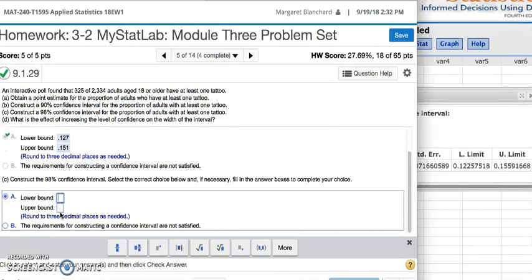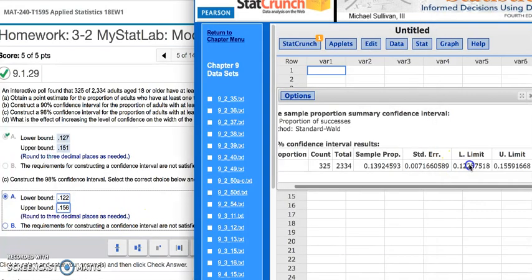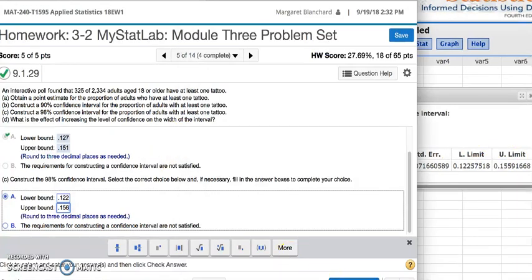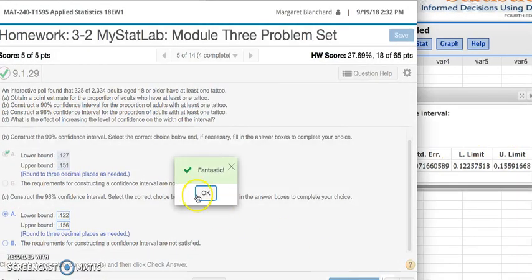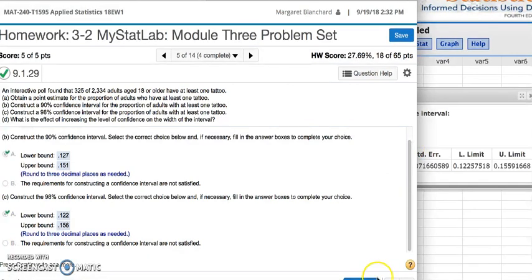So our lower bound now is 0.122 and our upper bound is now 0.156. You see where I got that from right here? Here's lower limit, upper limit. So type those in, click check answer. Obviously we got that right. Now continue.